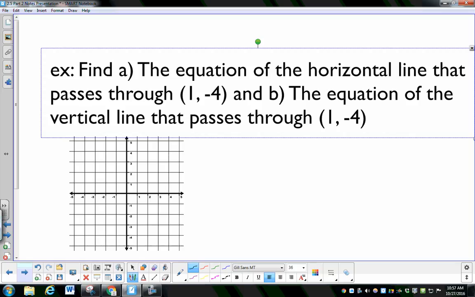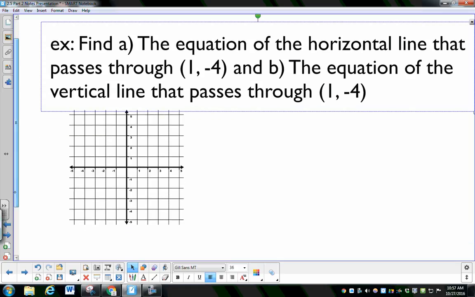Alright, so the last example we're going to do together, and I've got one more for you to do on your own. It says, find the equation of the horizontal line that passes through the point 1, negative 4, and then we're going to find the equation of the vertical line that passes through that same point. Go ahead and pause this right now if you need some more time to write down enough of that problem.